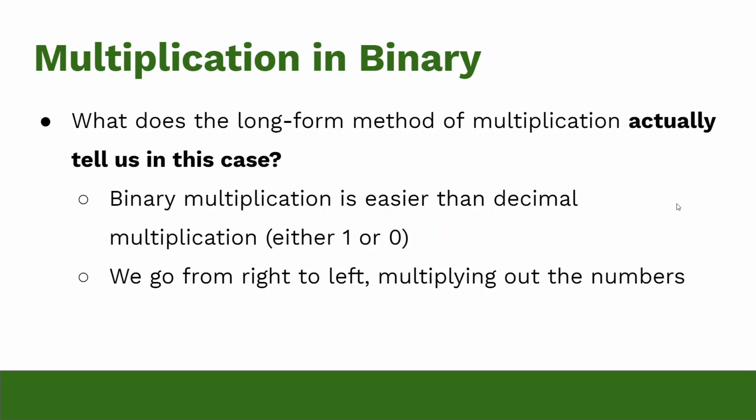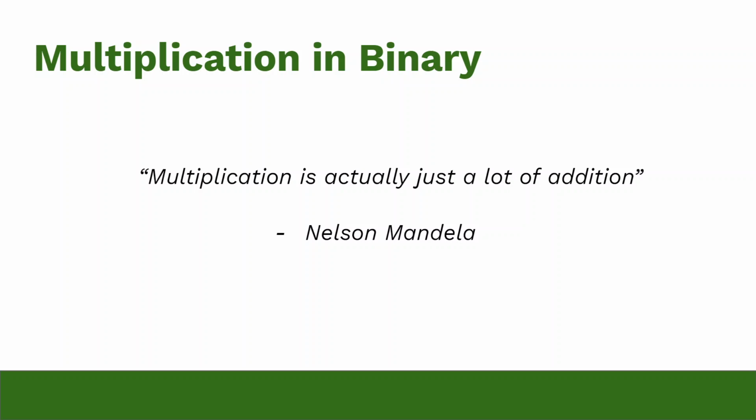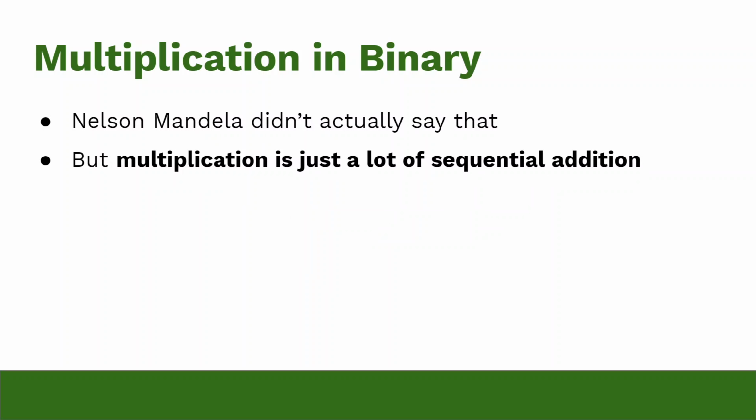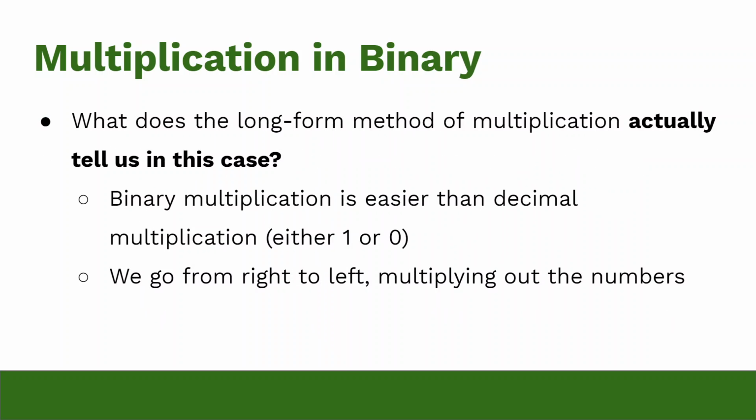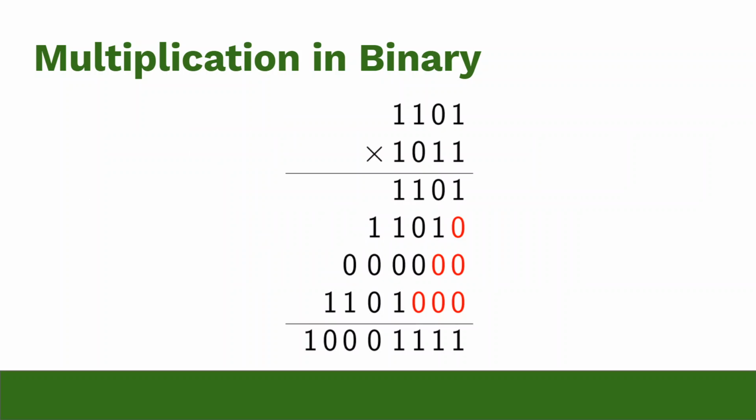What does this tell us about the multiplication in this case, right? Well, it tells us it's easier than decimal, and also the same thing as we do with decimal. We go from right to left, multiplying the numbers. The big question is, well, see, multiplication is actually just a lot of addition. I think since this is a university class, I'm supposed to tell you that Nelson Mandela didn't actually say that. But multiplication is essentially just a lot of sequential addition, as we saw here, right? So going back to this, it really just is a bunch of adds, right?